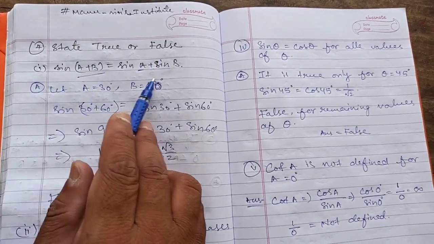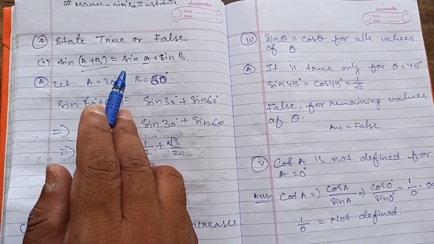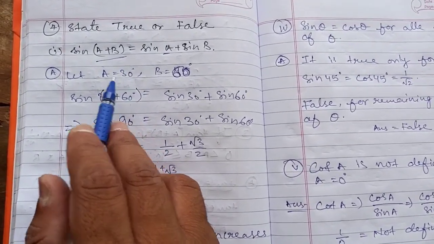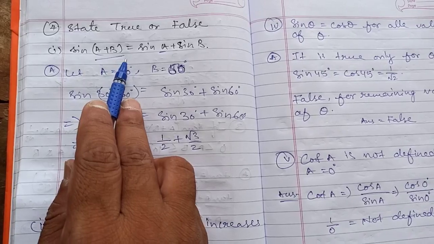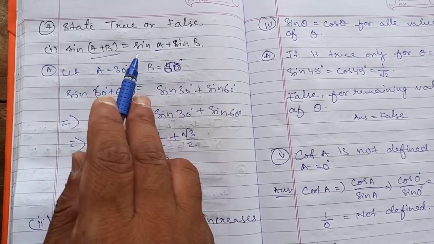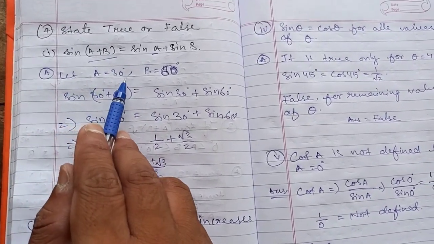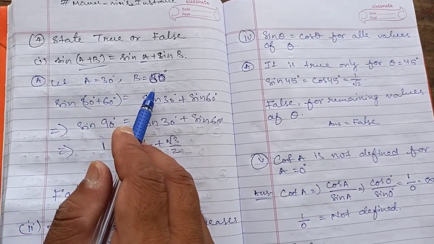Okay, we have to say by checking the conditions statements, we have to tell whether it is true or false. In the first statement it is asked sin(a + b) equals sin a plus sin b. We have to substitute some values and check whether LHS equals RHS or not. So I have taken a equals 30 degrees and b equals 60 degrees.